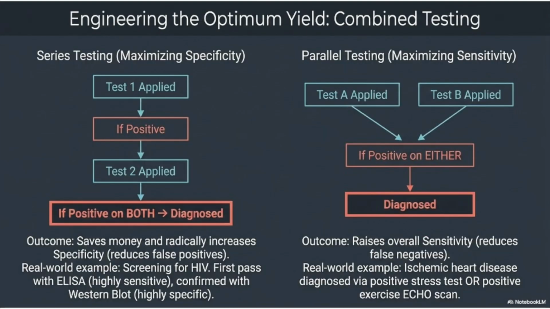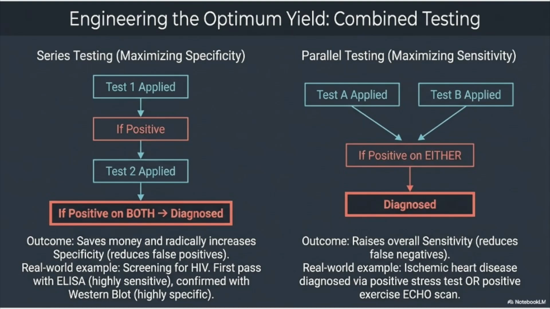Finally, let's understand serial and parallel testing. Sometimes one screening test alone is insufficient. In such situations, multiple tests may be combined. In parallel testing, two or more tests are performed simultaneously. If any one test is positive, the individual is considered positive.